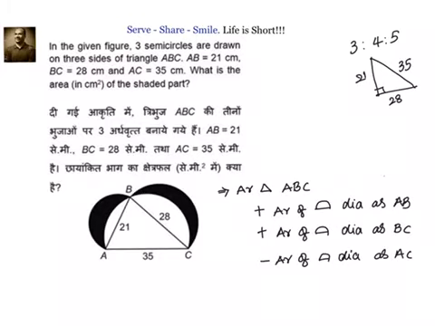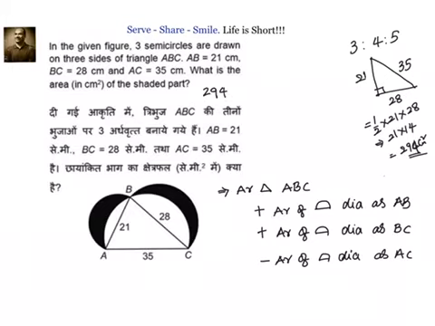So area of the triangle can be easily identified, that is half into base into height, which is half into 21 into 28. Simplify that, we'll get 21 into 14, which is equal to 294 cm square. So our answer is 294 cm square.